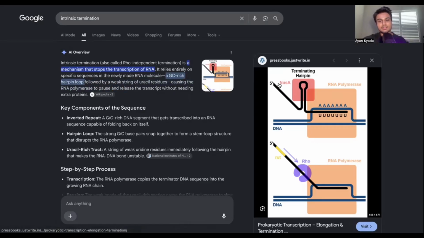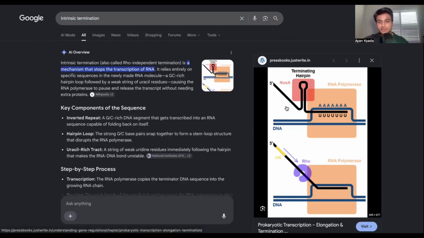And that's because, recall that I mentioned G and C form 3 hydrogen bonds per nitrogenous base. So these very strong interactions allow the base pairs to snap together and form a stem loop structure. And this essentially obstructs RNA polymerase or disrupts it from proceeding, effectively stopping RNA synthesis. So this is intrinsic or rho-independent termination.